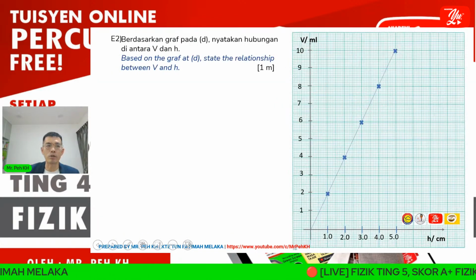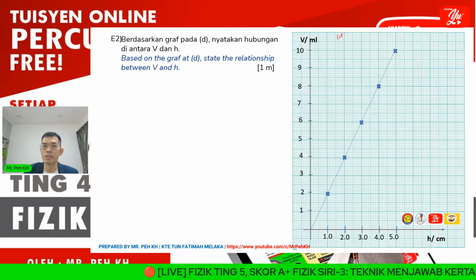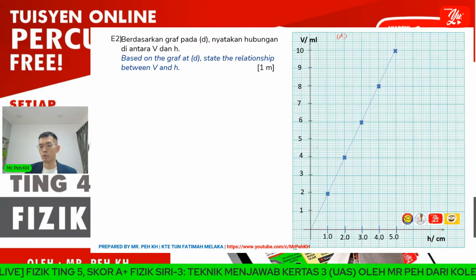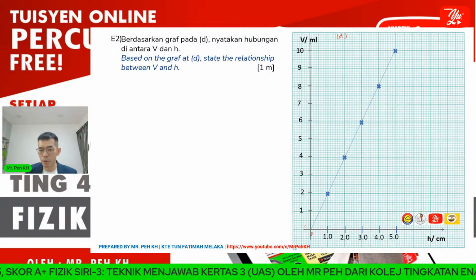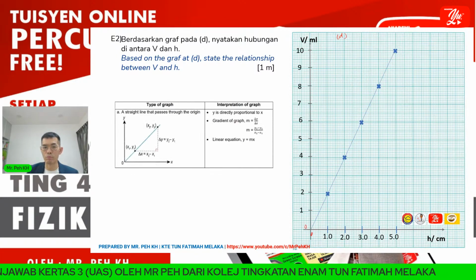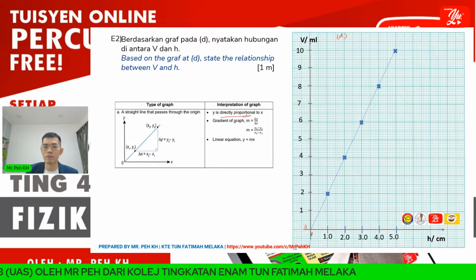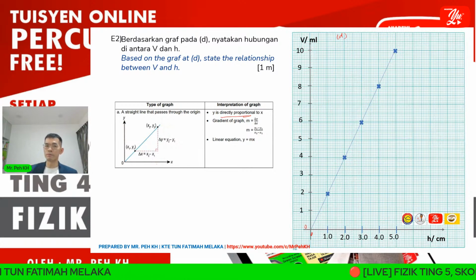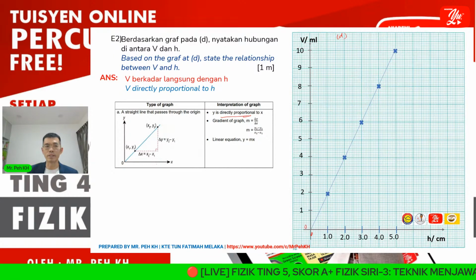Then next, it will be based on the graph at D. This will be graph D. State the relationship between V and H. Just now I mentioned to you, let's say you do not start with 0, 0. Here the graph is actually passing through the origin, right? So it should be directly proportional. If you do not start with 0, you cannot confidently answer that V and H are directly proportional. So the answer here is very clear: V is directly proportional to H.